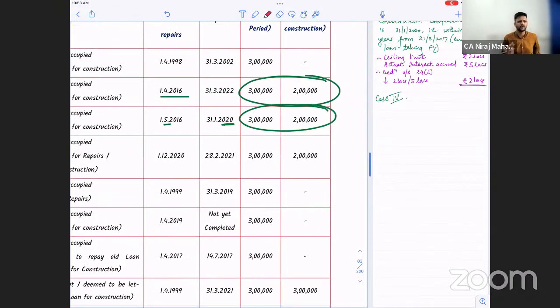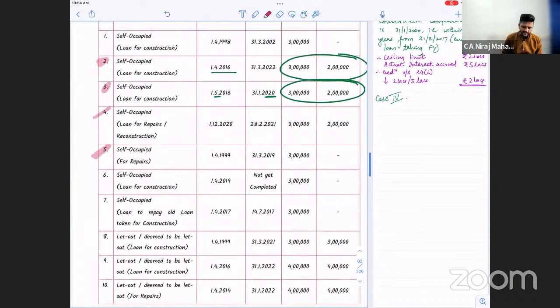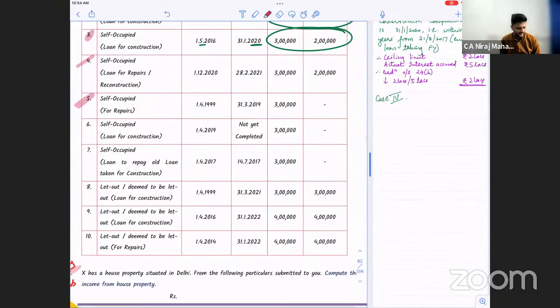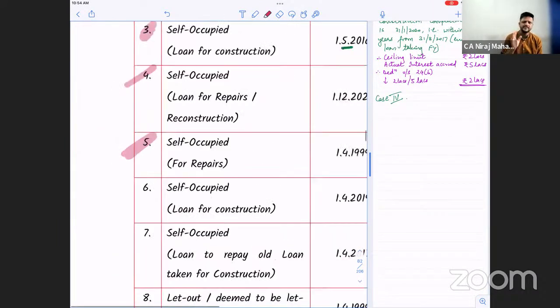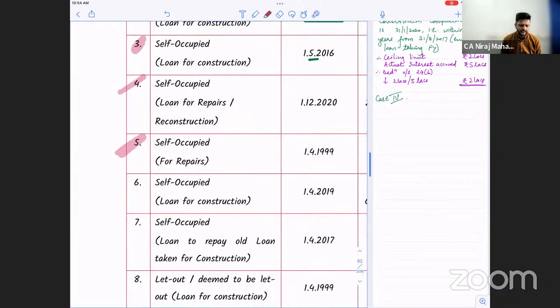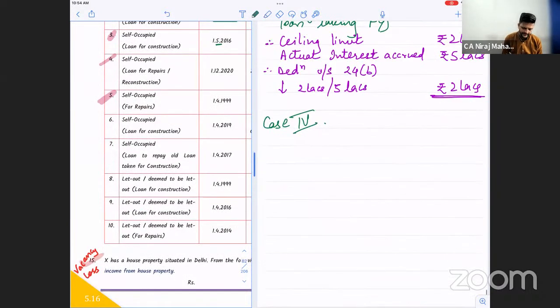So I don't even have to check any other things, when the loan was taken, when it was repaid, or when construction is completed. Is it the same for case number 5? Case number 5 also, I can club them together. Again, property is self-occupied. But again, the loan is for repairs. So I'll say ceiling limit is 30,000. Clear till here? So case 4 and case 5 I'll write down here.